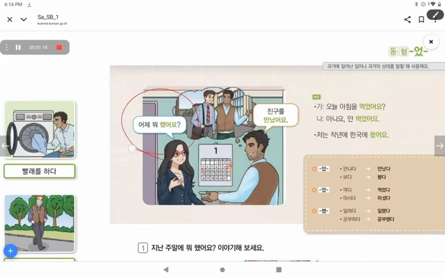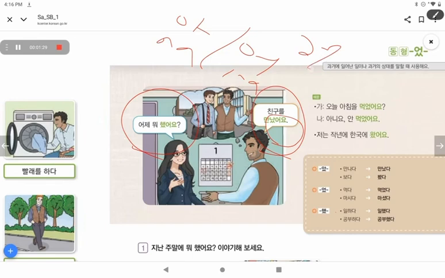어제 뭐 했어요? What did you do yesterday? 친구를 만났어요. I met a friend. 았어요, 었어요. This is used for past tense.